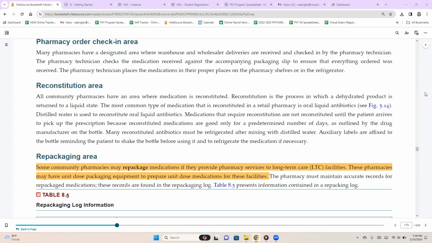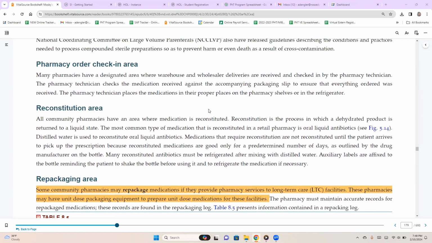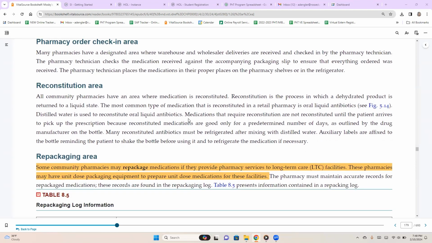Distilled water is used to reconstitute oral liquid antibiotics, and medications that require reconstitution are not reconstituted until the patient actually arrives to pick up the prescription. For two reasons. They're only good for a predetermined amount of days after mixed, and also if they don't pick it up, if it's not mixed, we can return it to the shelf. If it's mixed, we have to discard it.